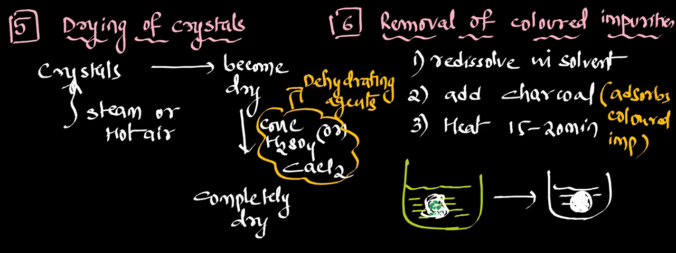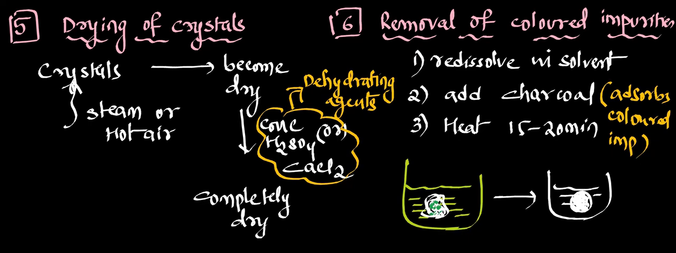We have to redissolve in the same solvent. We add the charcoal, which is a very good adsorbent. It adsorbs all the colored particles. What do we mean by adsorbing? Accumulation only on the surface. And we have to heat the mixture for 15 to 20 minutes. What is the necessity for heating? When we heat, the clogged pores of the charcoal become free, and the adsorption process increases. The chance of collecting the colored particles on its surface increases.